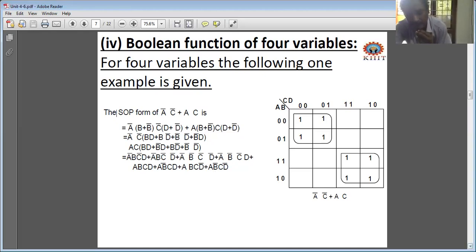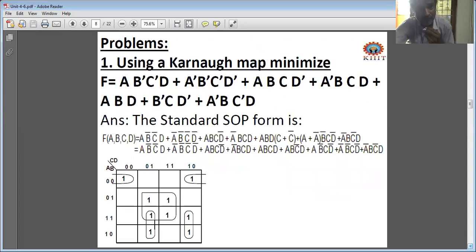Now next one, that is problems. Problems are very important. Definitely there is one problem. Using Karnaugh map, that is K map, minimize F equal to A B bar C bar D, A bar B bar C bar D bar, A B C D bar, A bar B C D, A B D, B bar C D bar, A bar B C bar D.